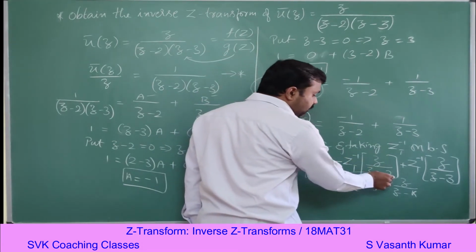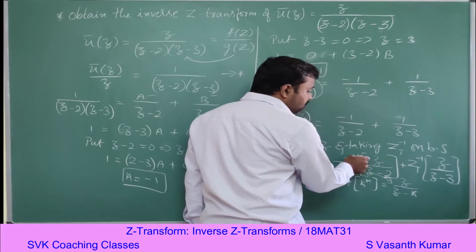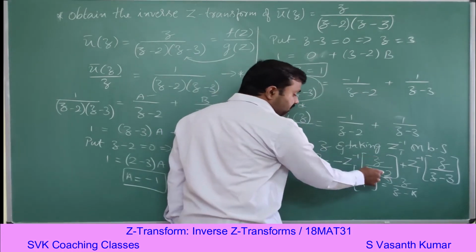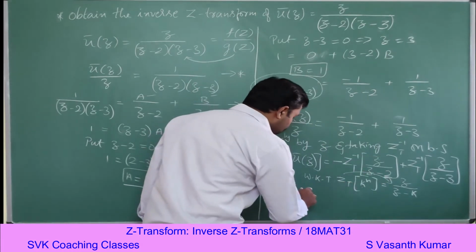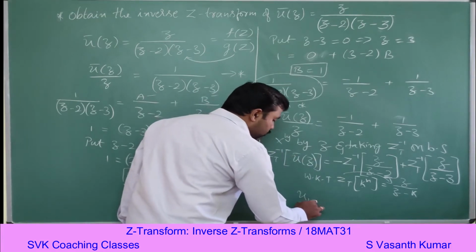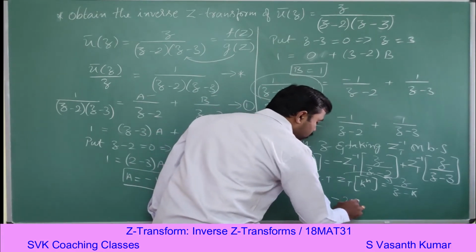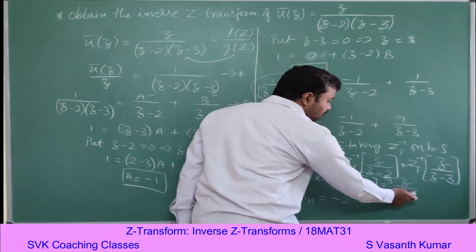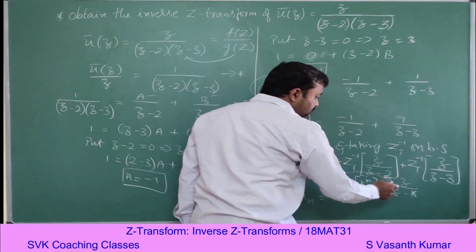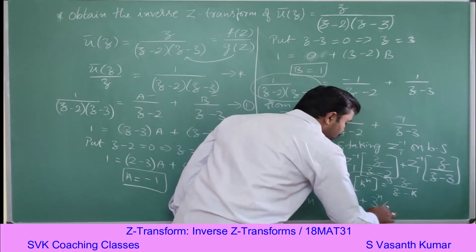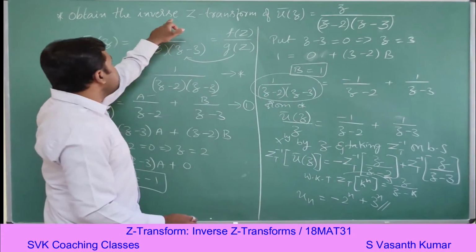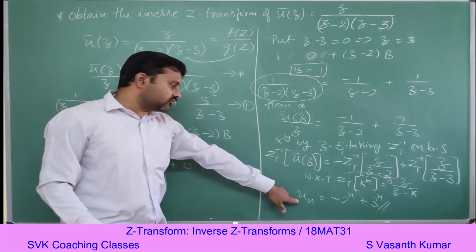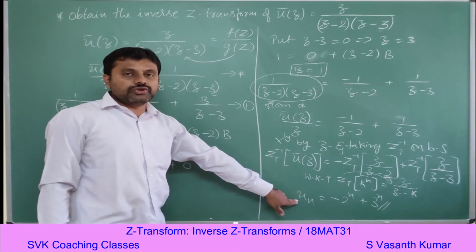Similarly, instead of k here we have 2. So Z inverse of z by z minus 2 is 2 power n. So Z inverse of U bar of z is un, which is equal to minus 2 power n. Similarly, Z inverse of z by z minus 3, instead of k we have 3 here, is 3 power n. This is the required solution for the given function U bar of z. That is the inverse Z transform, and finally we have the solution in terms of un.